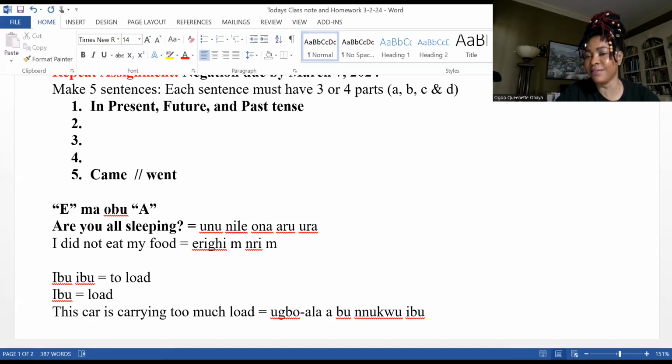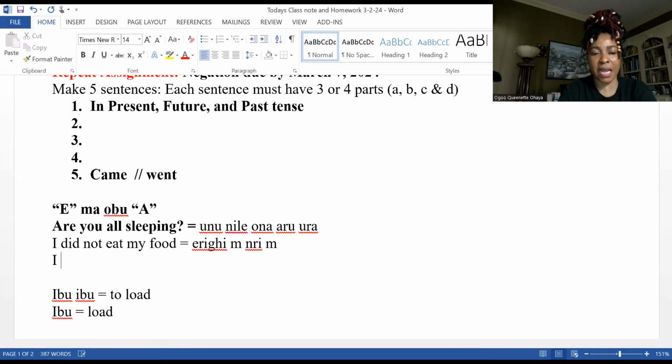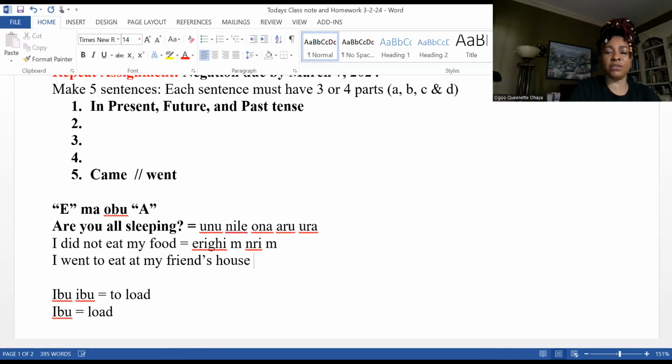Anagim eri mri. What is it? Oh, I was trying to write, I am not eating. There you go. Anagim erimri. Okay. How will you say, I went to eat at my friend's house? It's right. I went to eat at my friend's house.